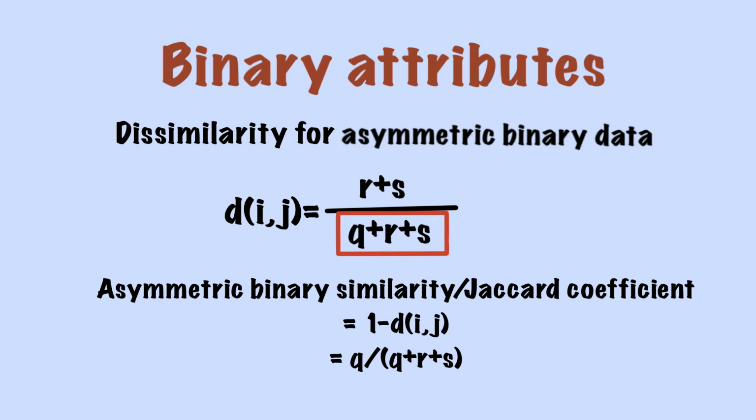I also want to introduce a measure called the Jaccard coefficient. The Jaccard coefficient is another name for asymmetric binary similarity. That is, the Jaccard coefficient is 1 minus the dissimilarity for asymmetric binary data.